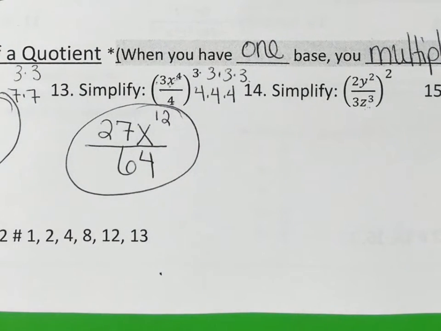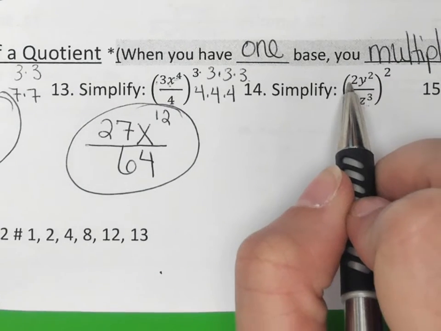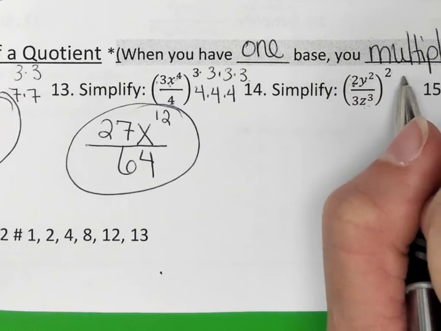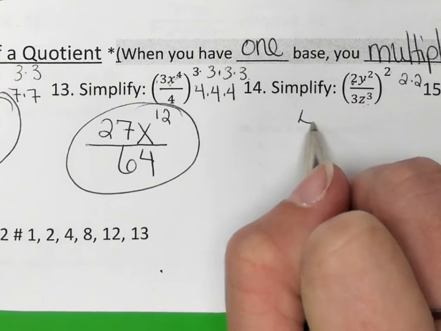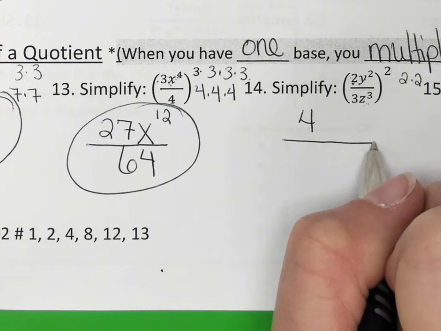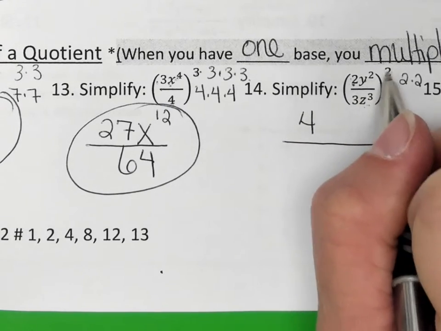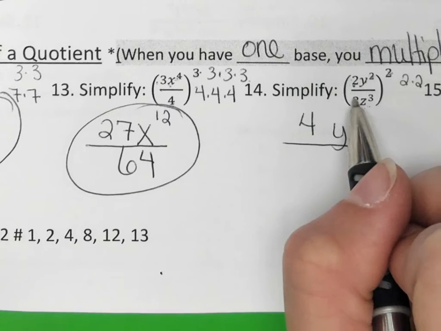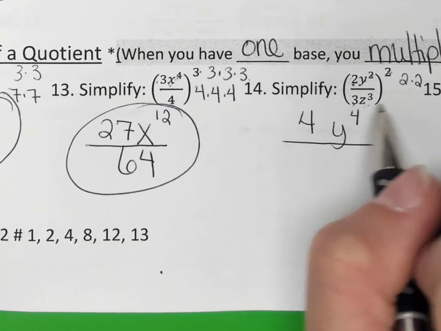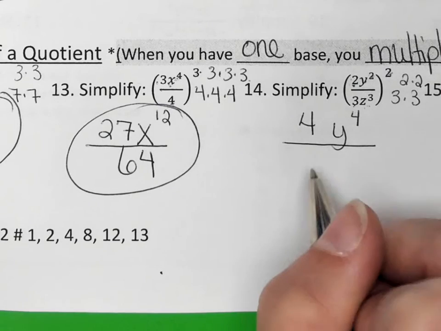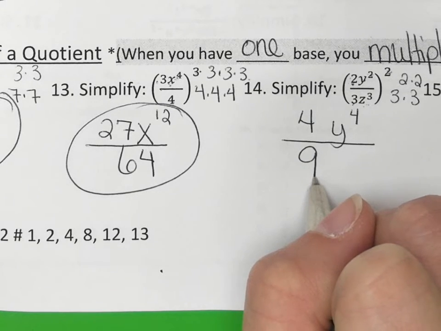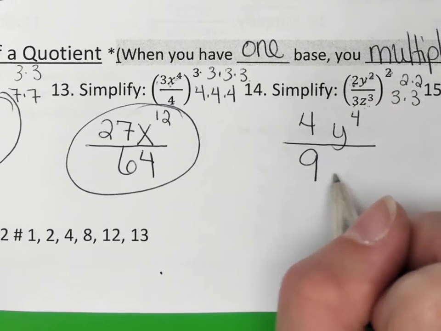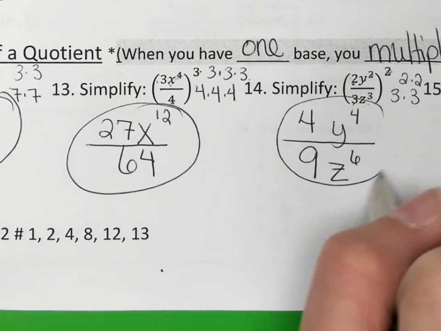Alright, 2 more and then we're done. How many big 2's do I have? 1, right? So it's 2 squared. It's 2 times 2. How much is that? 4. There you go. Alright, how many y's do I have? 1. So what do I do? Multiply. 2 times 2 is 4. How many big 3's do I have? 1. So it'd be 3 times 3 is 9. How many z's do I have? 1. So it's 3 times 2. What's 3 times 2? Z to the 6.